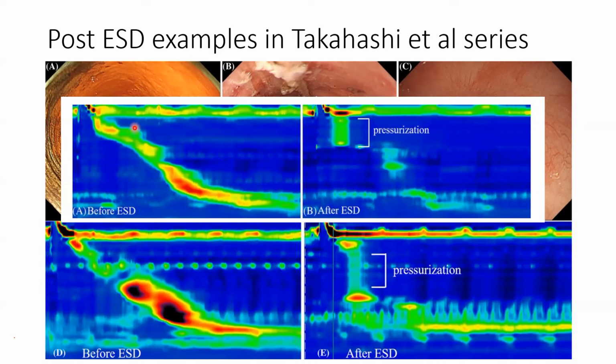Another case, similar basically, and you will see a pressurization area just above where the ESD actually started. Now, if there is a pressurization, there has to be some functional resistance below it. Whether it's endoscopically visible or not, that's a different matter.